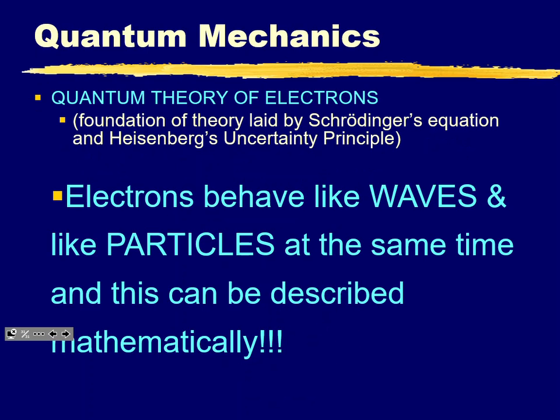So Schrodinger and Heisenberg brought us the idea that electrons behave as waves and as particles, and it can be calculated mathematically, although you don't have to do any of the mathematical calculations because those, of course, would be complex.